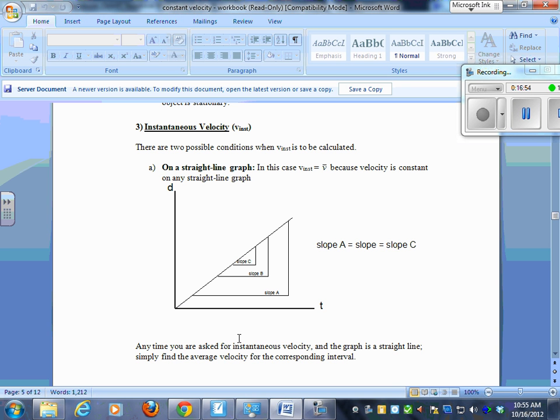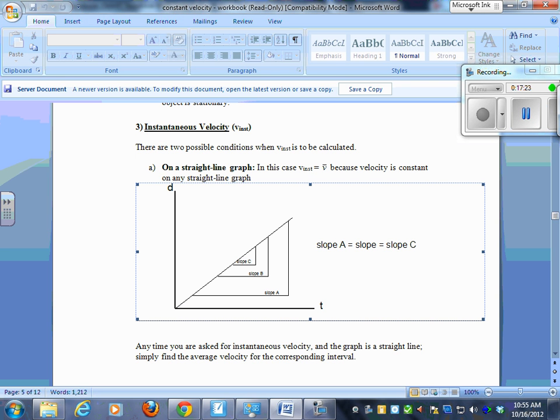There are two possible conditions where V inst is to be calculated. Now, if I'm asking you for the instantaneous velocity of a straight line, in this case, V inst is equal to V bar because the velocity is constant, right? So whatever the slope is for the whole thing is the slope of the line at that point and that point and that point. The slope of interval A is the slope of interval B is the slope of interval C, and it's the same as the slope at individual points.